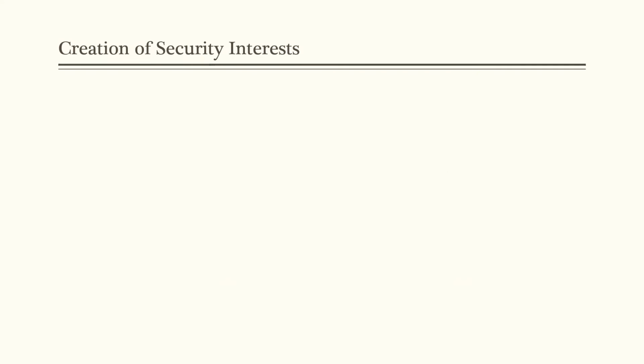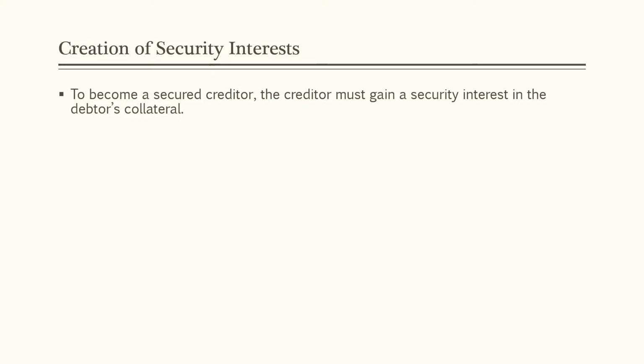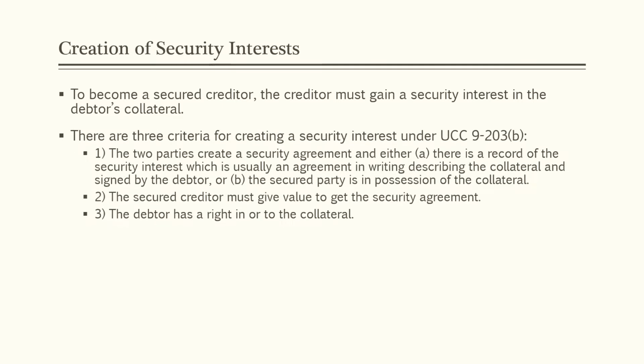Now let's discuss the creation of security interests in a bit more detail. To become a secured creditor, the creditor or lender must gain a security interest in the debtor's collateral. Now there are three criteria for creating a security interest under UCC Section 9-203(b). First, the two parties can create a security agreement in either of two ways. Either there is a record of the security interest, which is usually an agreement in writing describing the collateral and signed by the debtor, or the secured party, the lender, is in possession of the collateral. So there's either a written agreement or the creditor actually holds possession of the collateral.